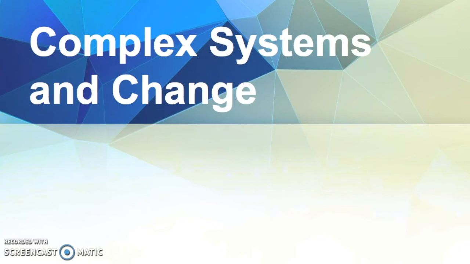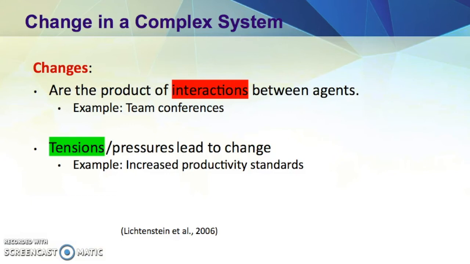Now let's talk about complex systems and change. In a complex system, changes are the product of interactions between agents, and agents can be employees, workers, individuals. Changes are not a result of actions from single individuals. At work, usually you have your aha moment when you are sharing information with other colleagues, for example, in team conferences. Also, tensions between agents and pressures from management and challenges to their knowledge lead to change.